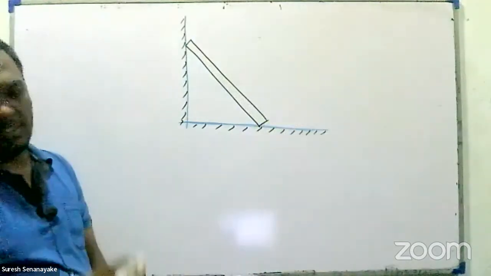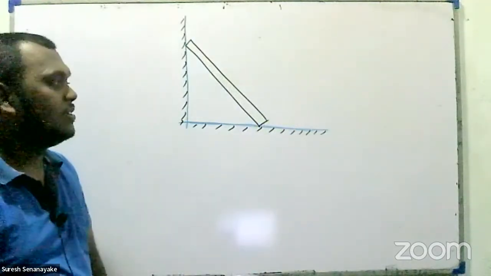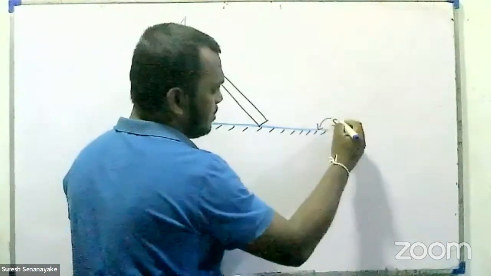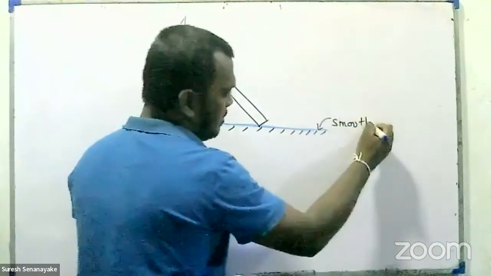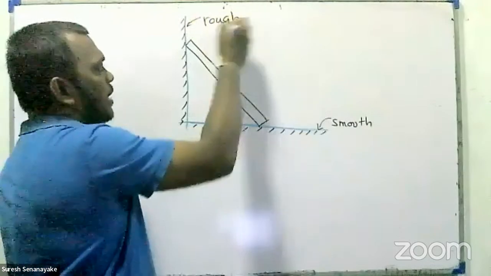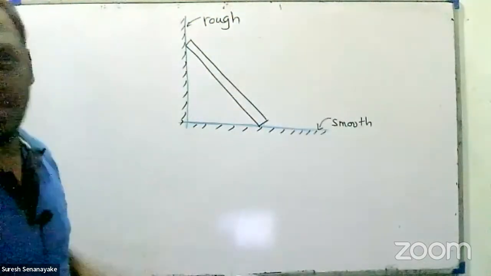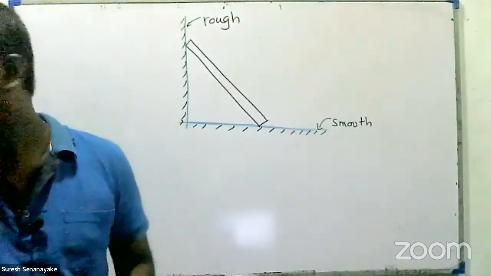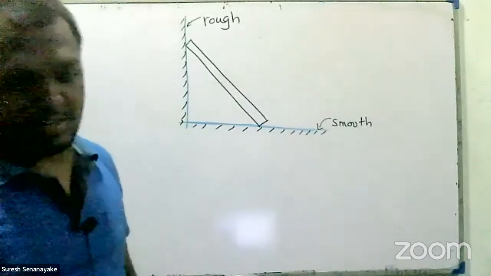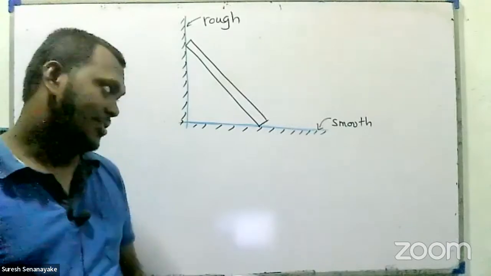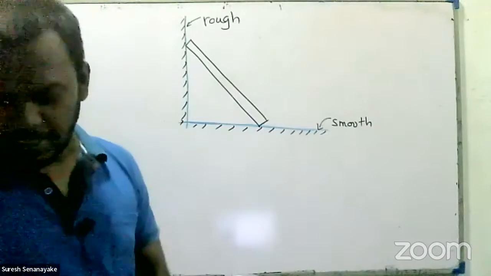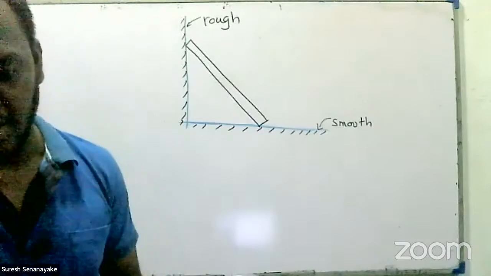Okay, this is the ladder. This is a uniform ladder you consider, right? So this is the smooth floor, and this is the rough wall. So we can place this in a position like this. You need to write the reason, right? Or the yes or no answer. For this kind of question, the reason.